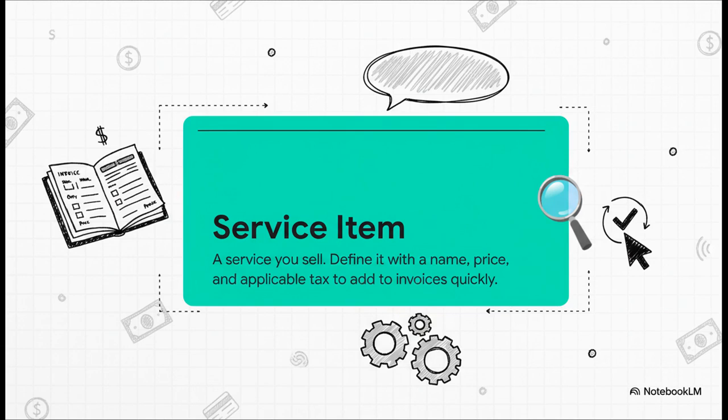Next up, we have service items. Now think of these as the building blocks for your invoices. Every service you offer, whether it's hourly consulting or a logo design package, you can save it as an item. Just give it a name, a price, and add any tax. Seriously, doing this once saves you a ton of time later.